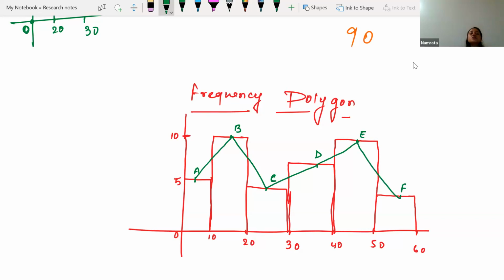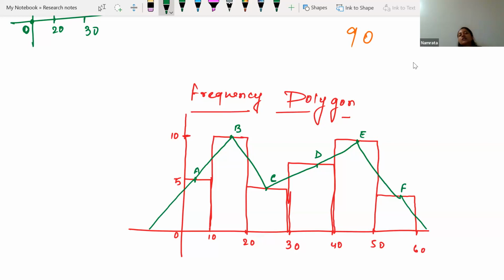you will see a structure like a polygon. What is a polygon? A polygon is made up of simple curves and line segments. So here you can see we are having line segments, and it will look like a polygon if we join like this. So this is called a frequency polygon. This is how we will get the structure of a frequency polygon.